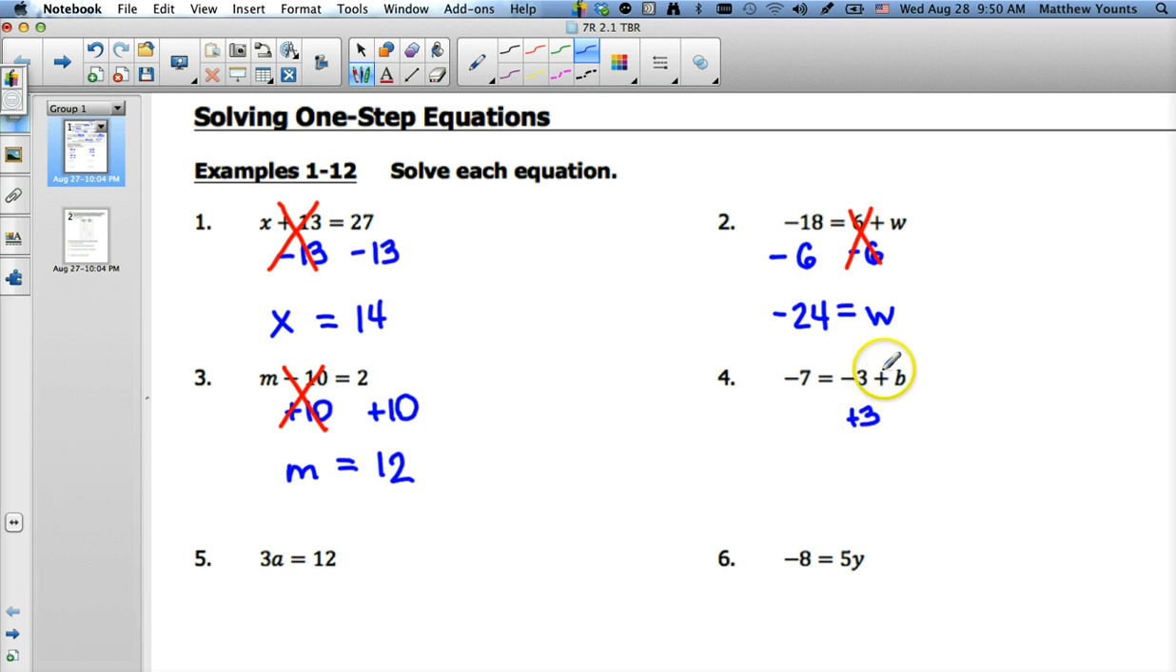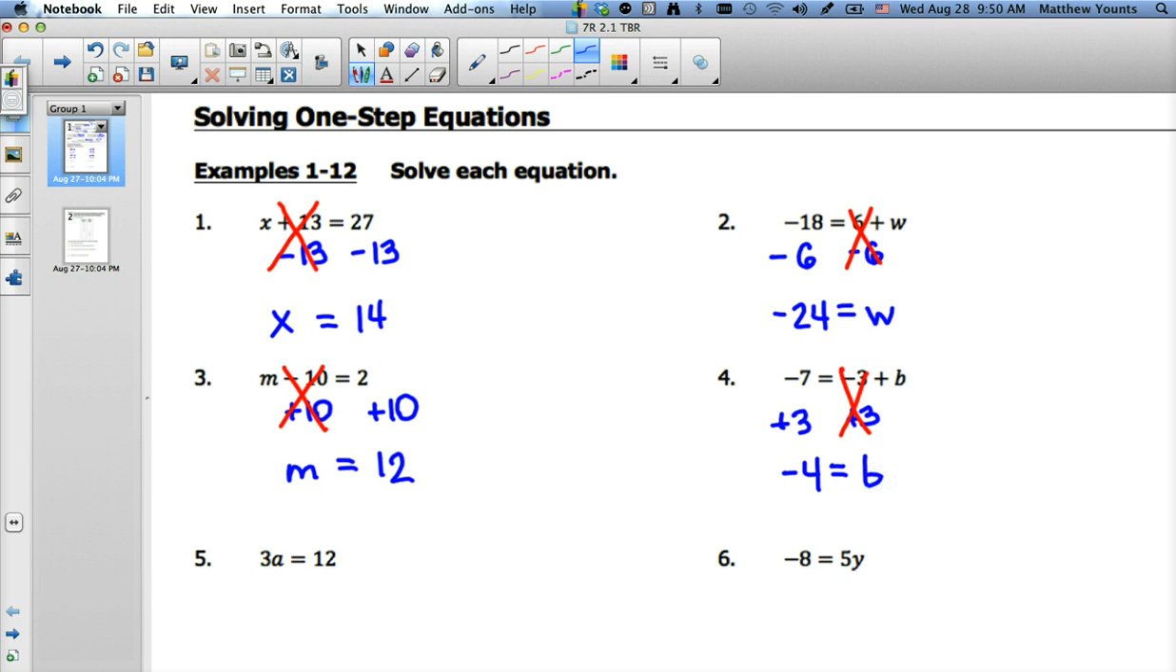So even though you see addition for this problem, we're still going to use addition to get rid of our 3 because the 3 itself was a negative. So negative 3 plus 3, that's going to give me 0, and then I also need to add 3 on the other side of my equal sign. Negative 7 plus 3 gives you negative 4, and that's going to be equal to my b value.